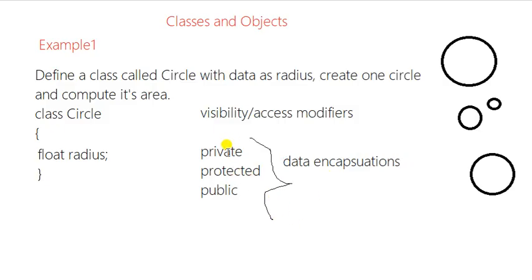Now I'll go into detail on what private, protected, public are later on. Right now I'll only focus on private and public. Anything private is local to the class. Anything public can be accessed from outside the class. So now this is the boundary of your class. If it is private, radius is only accessible within this. If it is public, it can be accessed outside this boundary also.